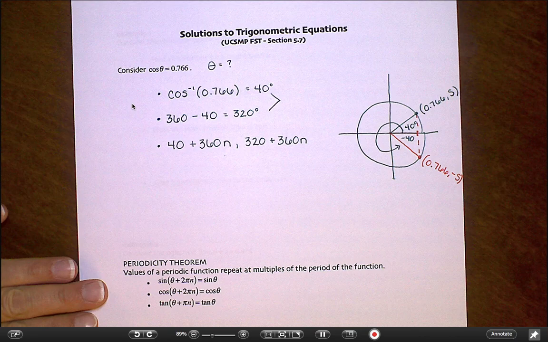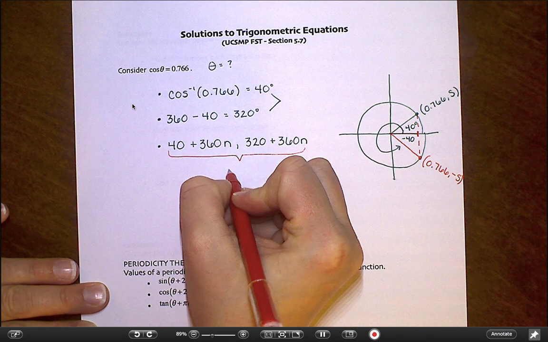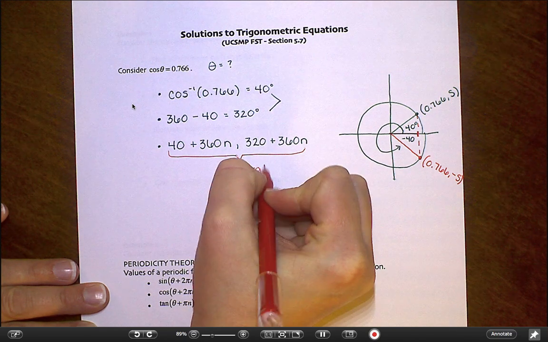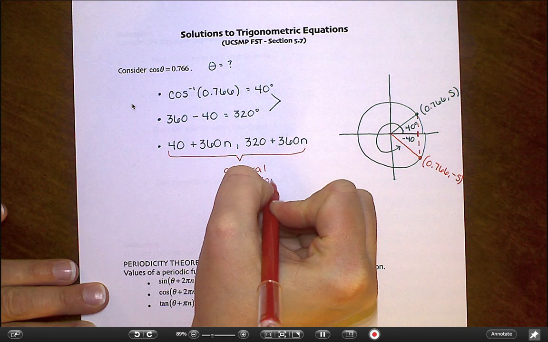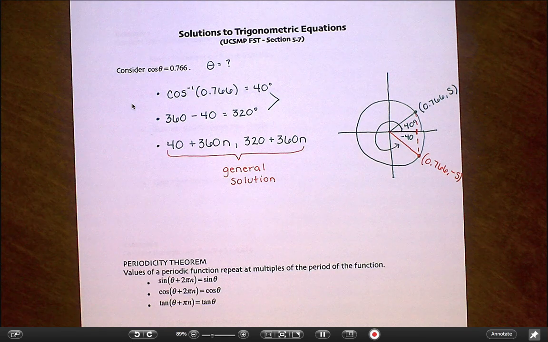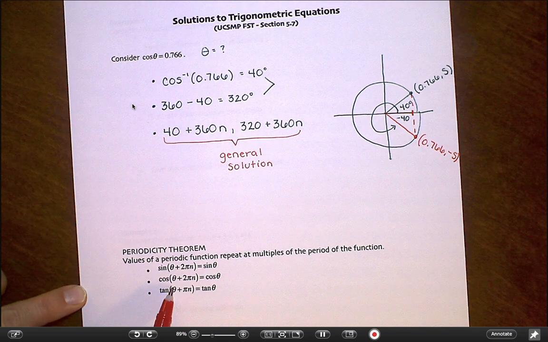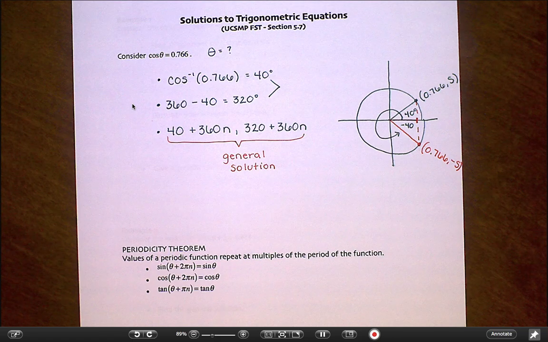This right here, by the way, when I write my answer like this, is what's called a general solution. So anytime you hear me make reference to a general solution, really all you're going to do is solve the equation like you would in these first 2 steps and tack on a 360n. Or if you're working in radians, it might be a 2 pi times n, and you're going to see that down here in the periodicity theorem. Try saying that 10 times fast.